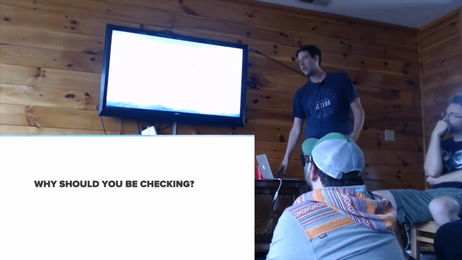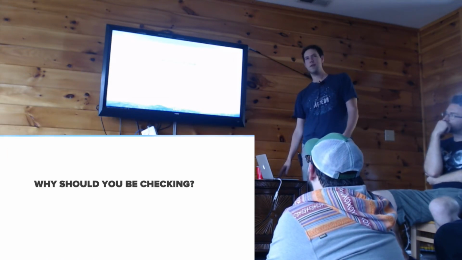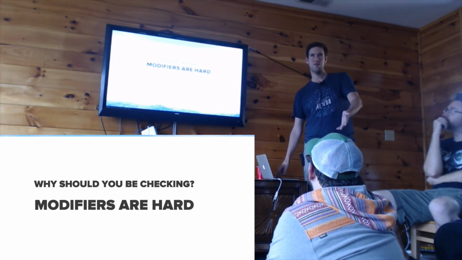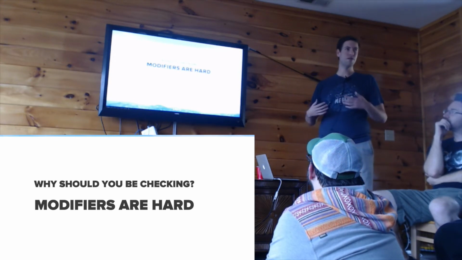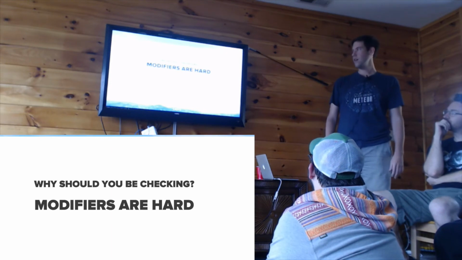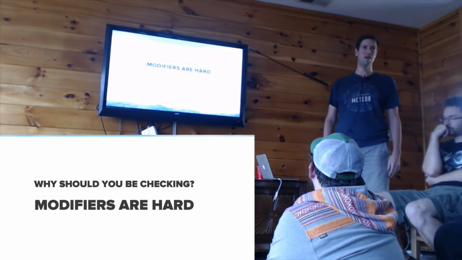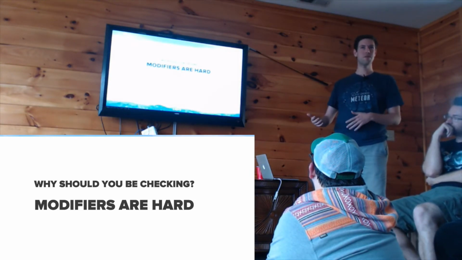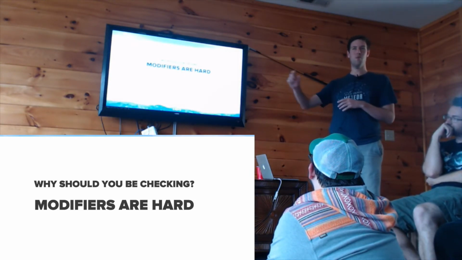So why should you be checking? Most of the examples I showed were NoSQL injection issues, but the last example was also a demonstration of the fact that Mongo modifiers are very hard. They're hard to get right. There are almost 24 different Mongo operators. Some of them do very similar things, just subtly different. So you can easily swap one out for the other.